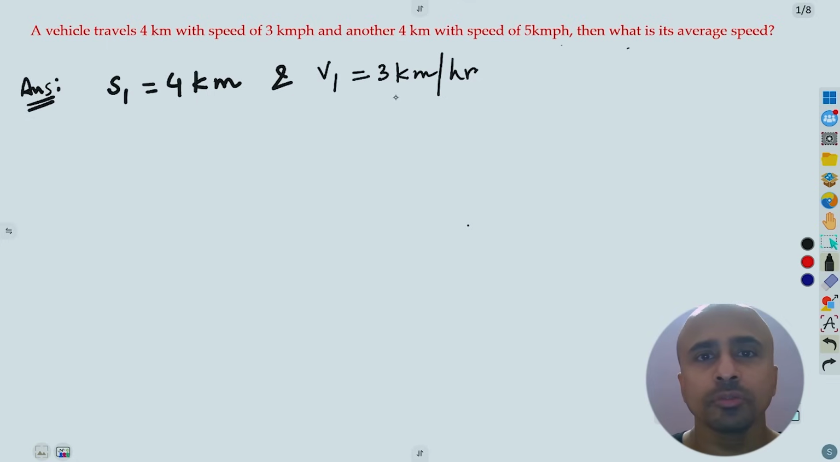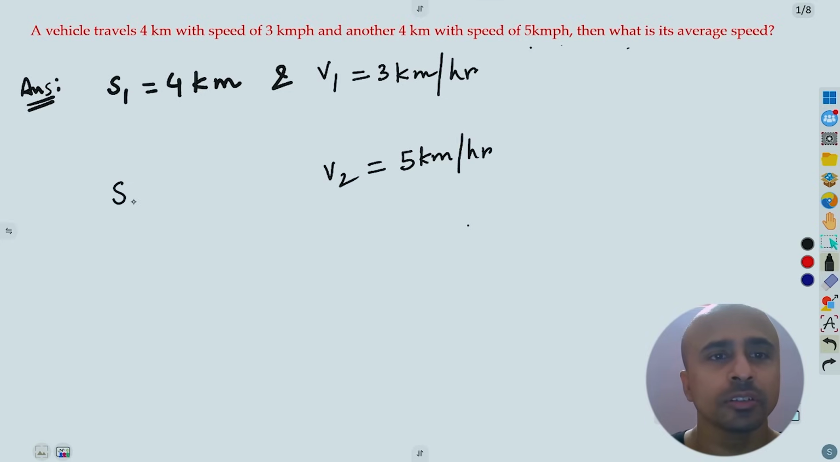So with the speed of V1, the vehicle travels S1 distance, okay? And then with the speed of, let's say, V2, 5 km per hour, the vehicle travels S2 distance, which is again 4 km. So we have to determine its average speed. What is the definition of average speed, by the way?